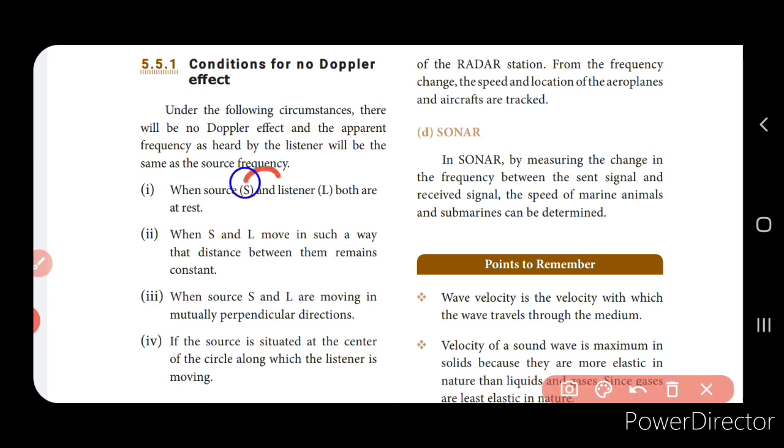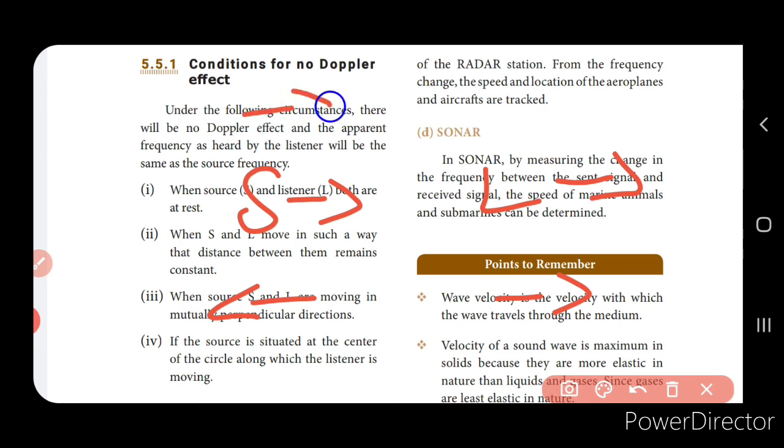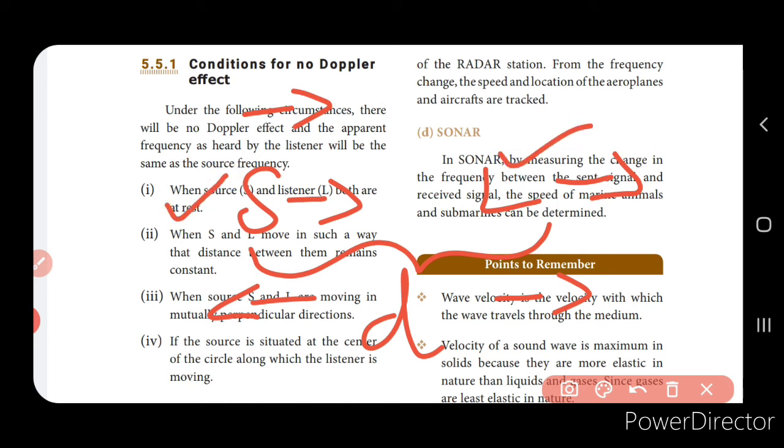Now consider the source and the listener are moving in any direction. Either it can be in the same direction, or in the opposite direction, or one following the other. Even if they are moving in the same or opposite direction, the distance between the source and the listener should be constant, whether they are moving towards one another, away from one another, or one follows the other. So if the distance is maintained between the source and the listener, there will be no Doppler effect.